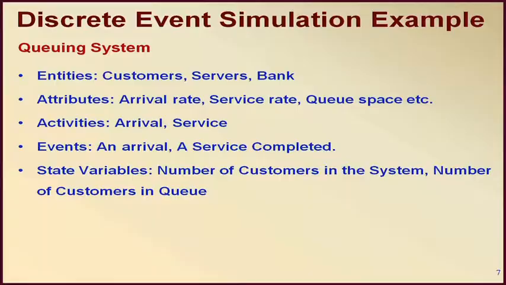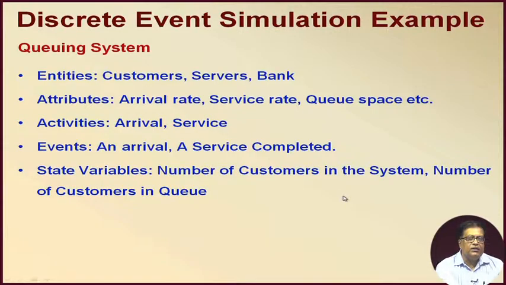Let us see now some of the entities, attributes, activities, events and state variables. Entities are very obvious: customers, servers, then the bank. The attributes could be the arrival rate, the service rate, the serving facility, how much facility, queue space, etc. All these things that describe those entities can be called attributes.